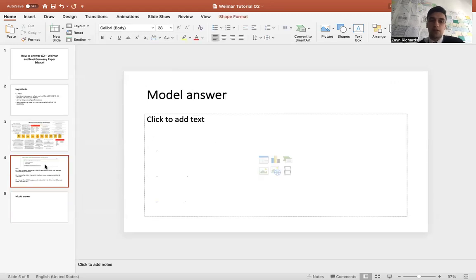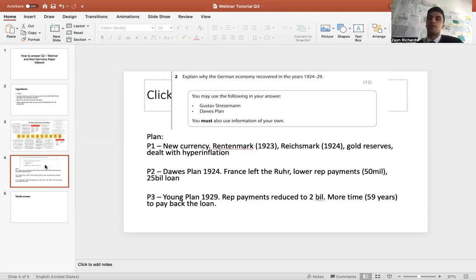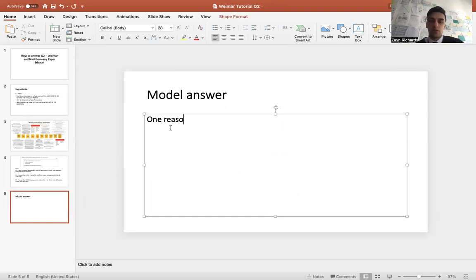And notice how the Rentenmark is not one of the ones in the stimulus points. So I'm going beyond the stimulus points, and therefore I can access the top bracket of marks. So I start by saying one reason why the German economy recovered was thanks to the new currency. Although Stresemann does introduce this new currency, the fact that I'm talking about the new currency means I've gone beyond the stimulus points. Okay, it's thanks to the new currency.